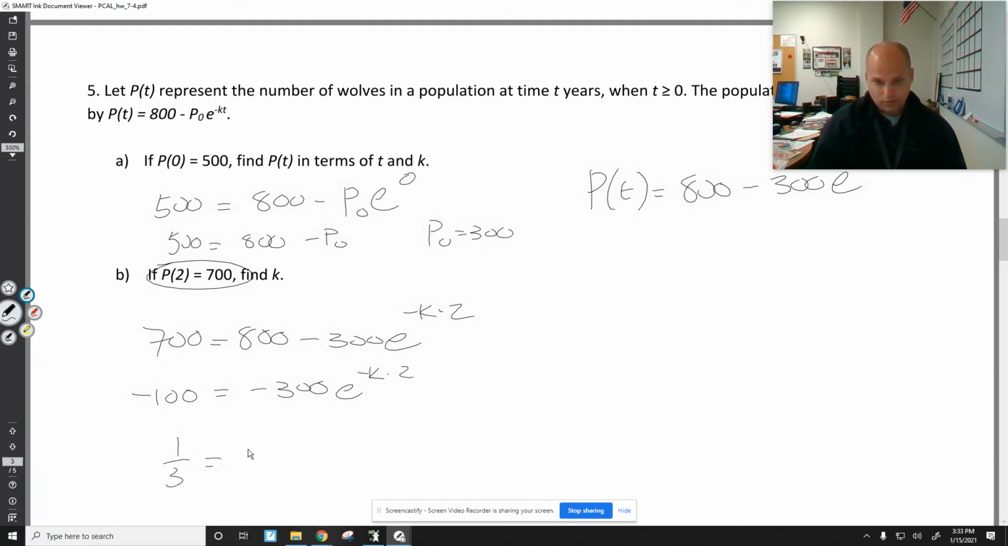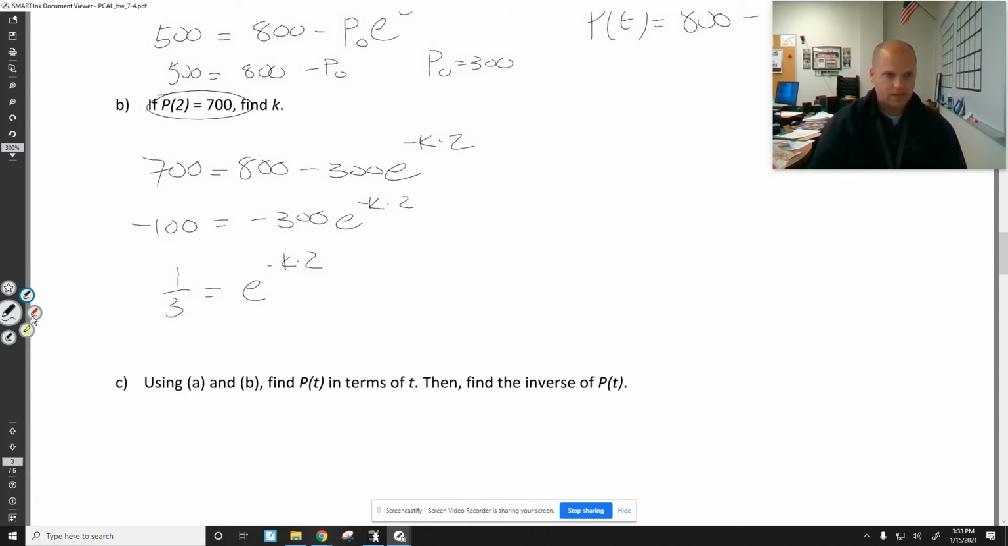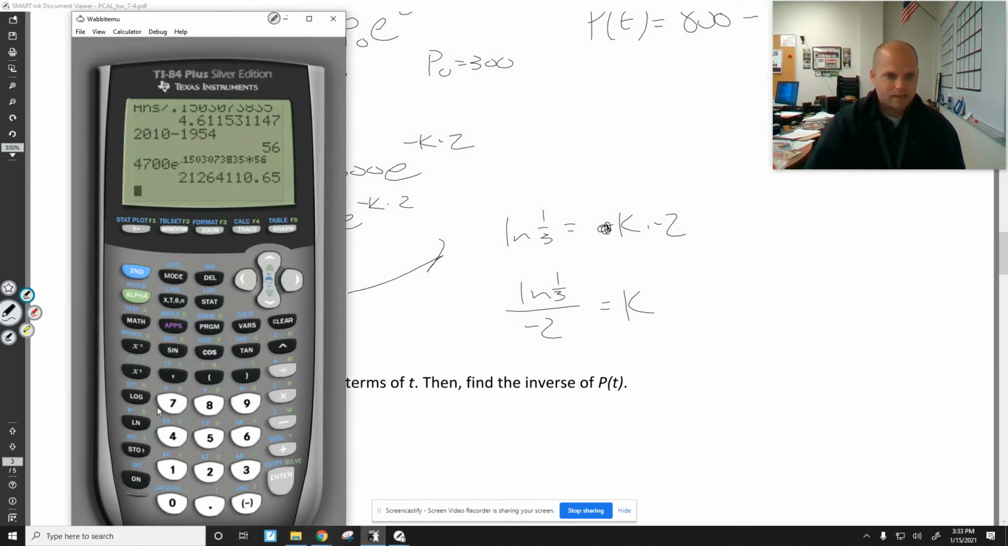I get positive 1/3. That's easy enough to do. e to the negative k times 2. I'll take the natural log of both sides. I get the natural log of 1/3 equals negative k times 2. Obviously, it's like negative 1 times k times 2, and you can multiply anything in any order, so that negative can go in front of the negative 2, and then I can divide by negative 2. So the answer is log of 1/3 divided by negative 2. And let's see what k is.